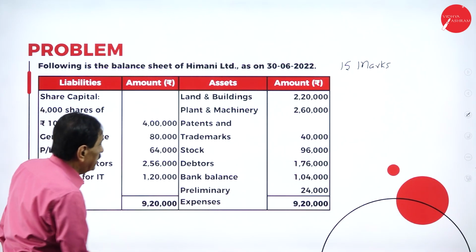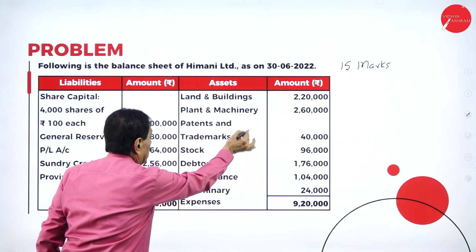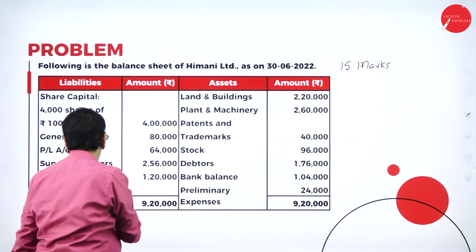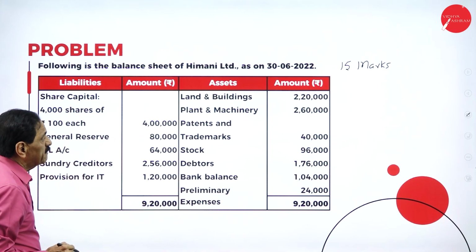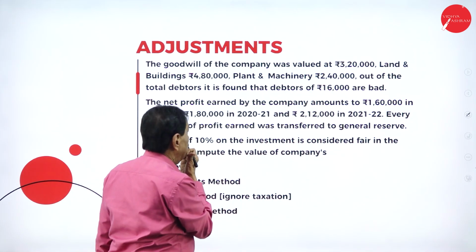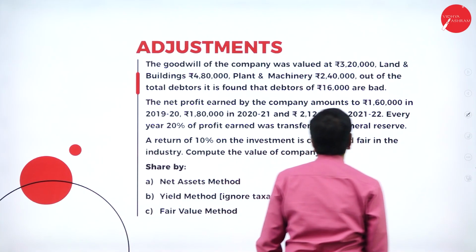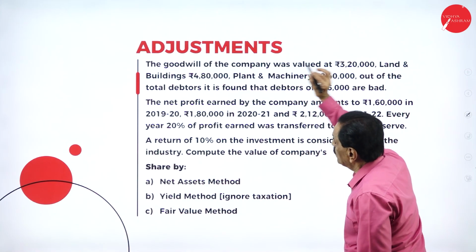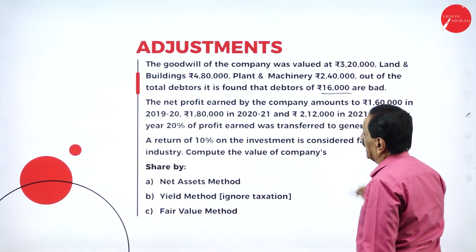This is the balance sheet of a company on 30th June. We have building, machinery, stock and debtors. The liabilities are creditors, provision for IT. The goodwill of the company was valued at 3,20,000. Land and building 4,80,000. Plant and machinery 2,40,000. Out of the total debtors, it is found that debtors of 16,000 are bad.